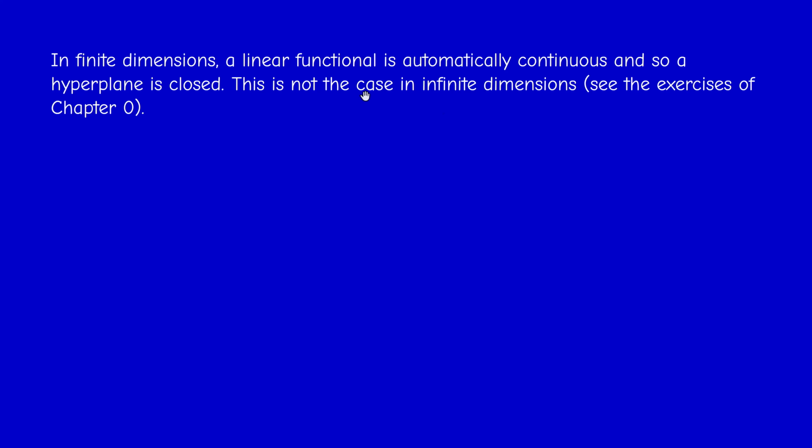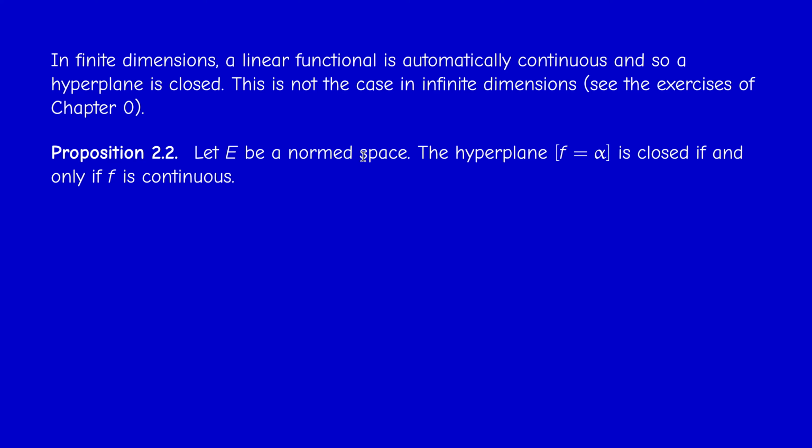set. But as we know, in infinite dimensions, not every linear map is continuous. In finite dimensions, this is the case. So we'd like now to see when a hyperplane is closed or not. And it turns out that a hyperplane is closed if and only if the linear map defining it is continuous. Now one way is easy, as you observed, because a hyperplane is the inverse image of a singleton. And now suppose that the hyperplane is closed, and we reason by contradiction. So suppose that the hyperplane is closed, but the linear form defining it is not continuous.